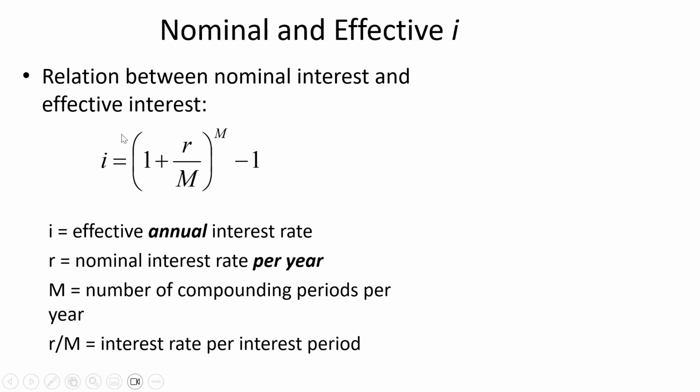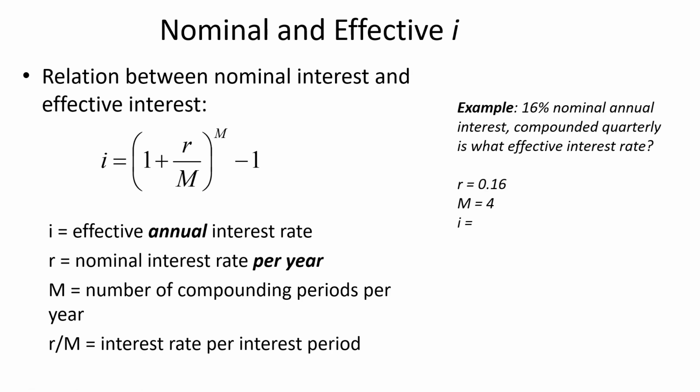So I, on the left-hand side of this equation, is the effective interest rate, and R is the nominal interest rate expressed on a per year basis, M being the number of compounding periods. So let's use that example of 16% nominal interest rate per year, but it's compounded quarterly. So if we start with the formula of I equals (1 plus R divided by M) to the power of M, minus 1.